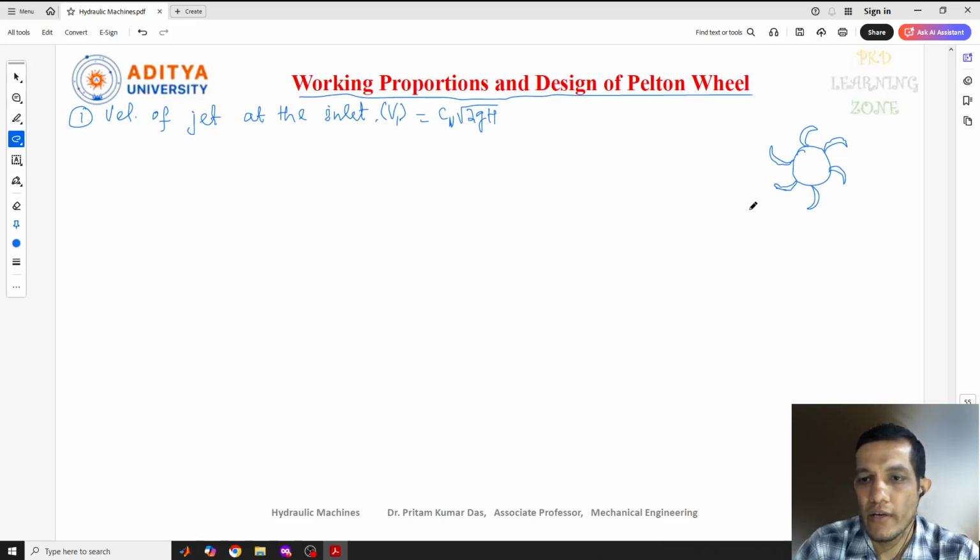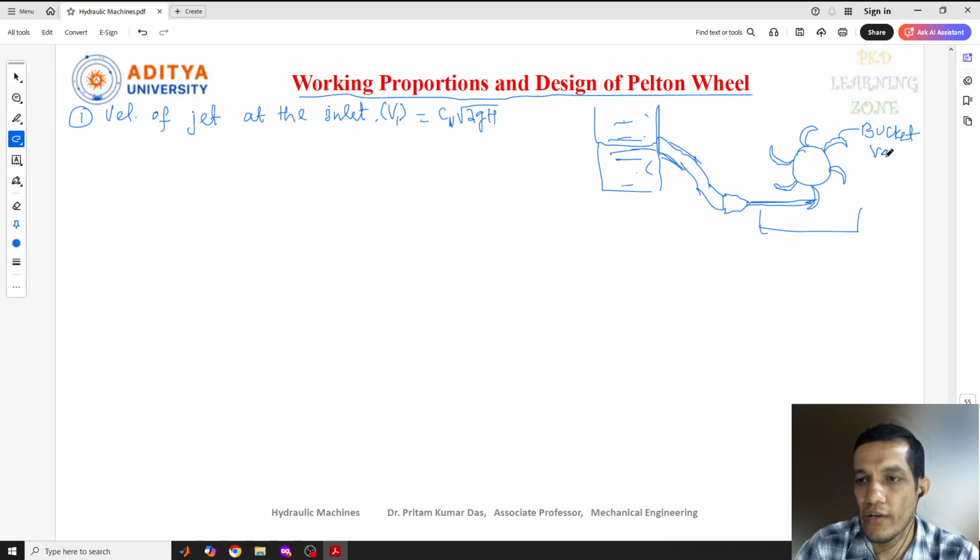Now the nozzle is here, and the water strikes the center of the blade. This is the nozzle, and the pipe connected to it is called the penstock. Here we have the dam, the water storage, and from here the water is supplied. At the bottom we have the tail race, and this is the bucket, also called vane or blade.